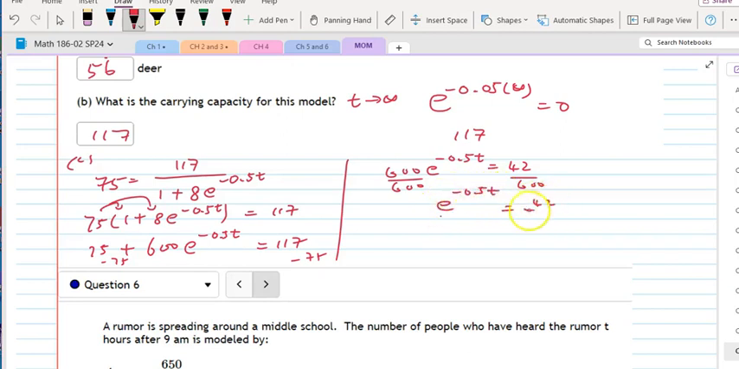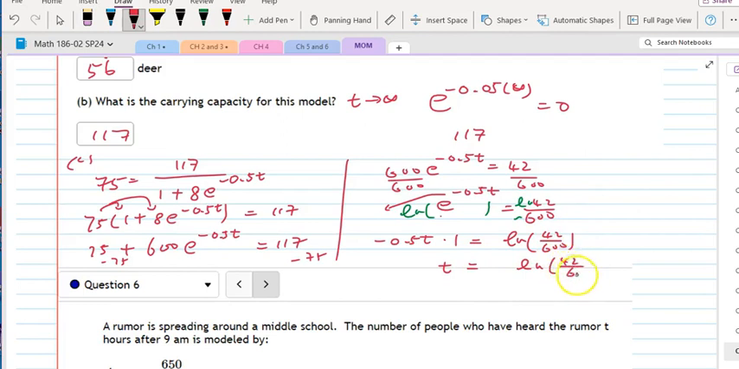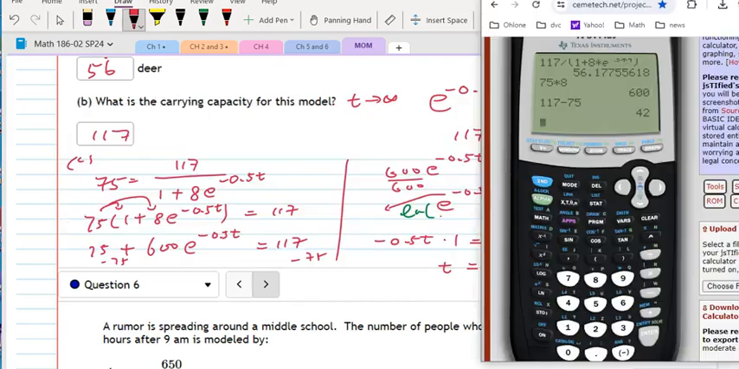Go to 42 over 600. That is equal to this. We add ln on both sides because I have e, right? ln and ln. I will have, and then this can move to the front. We have negative 0.5 t ln e, which is 1, times 1, equal to ln of this, 42 over 600. So t would be ln 42 over 600 to the power negative 0.5.